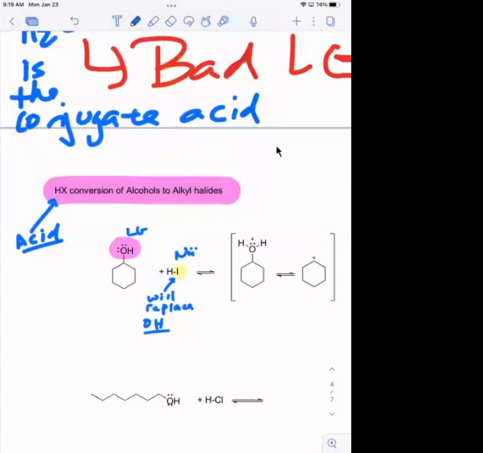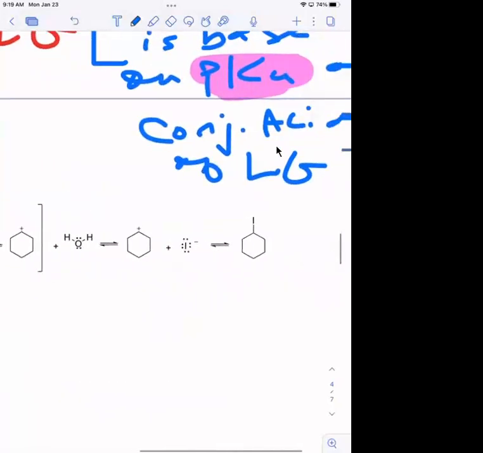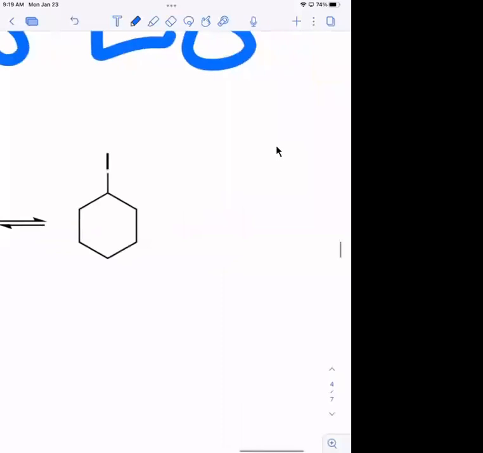So the product is over here. You can see right here the iodine replaced OH, and then this is plus, and you can put this on your handout, H2O. Water is a side product. I know sometimes when you don't see everything at the end, it throws you off because you want to keep track of all the atoms. So you can add the water in right there.